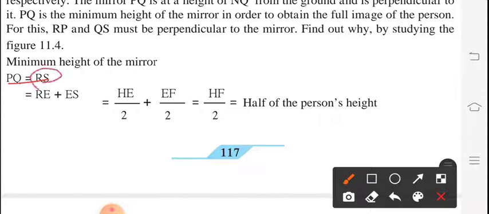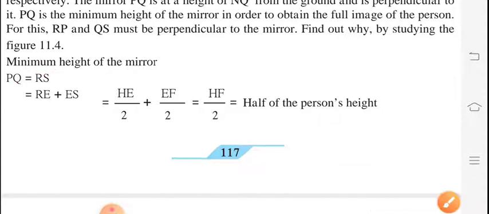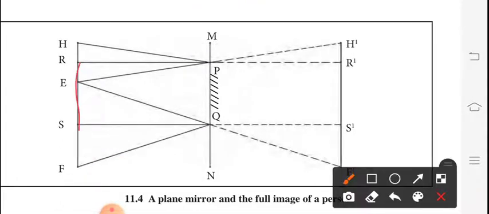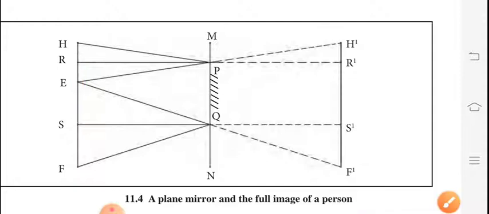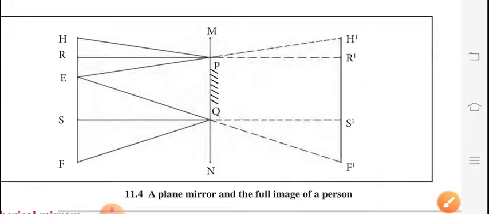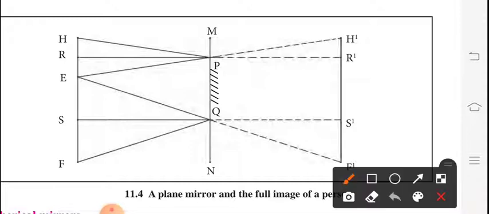So instead of RS, we can write RS as the combination of RE plus ES. You can observe this distance, RE plus ES. So we can write RE plus ES. Now what is RE? Observe the diagram. RE is this distance, and as we know, R is the midpoint of HE. So suppose RE is 1, then definitely HE will be 2.